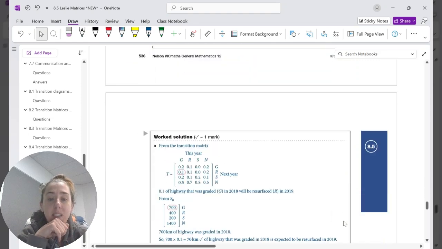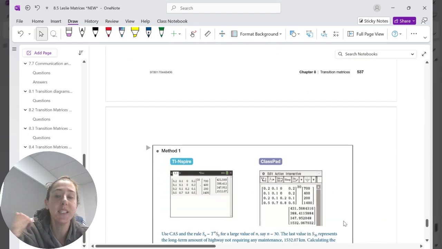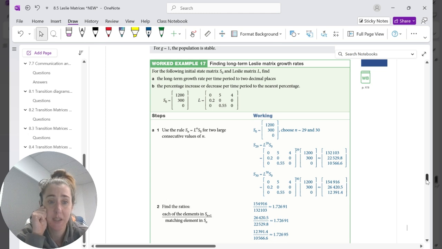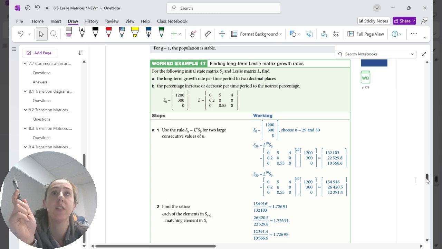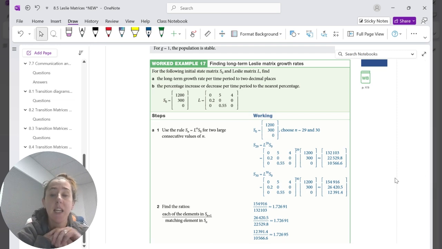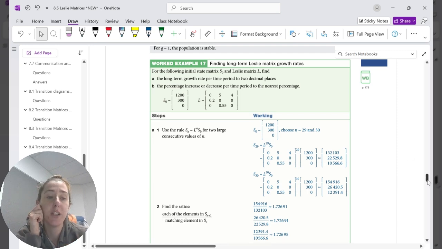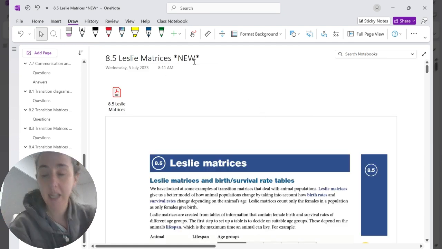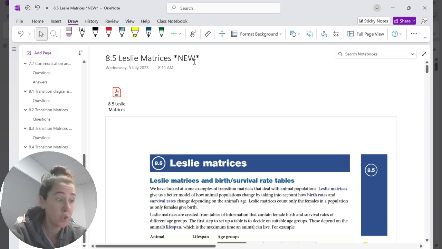All right, that was Leslie matrices. For the SAC, Leslies aren't coming into it. You will see them in the exam though, so don't forget them. But go back to the screenshot that I shared with you on what you really need to hone in on for your SAC. I've uploaded the suggested SAC solutions, so start having a go at what you've done and see how you're tracking.